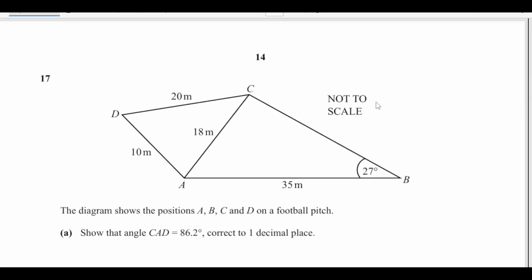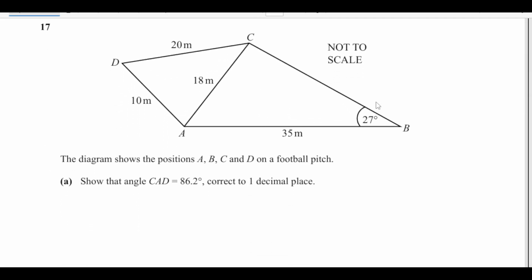Okay, now number 17, we have this diagram here. You can see the diagram shows positions A, B, C, D on a football pitch.